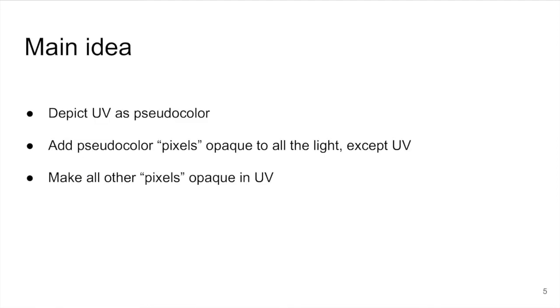For our goal, we propose to depict UV light as a pseudocolor. To achieve that, we are going to make the pseudocolor pixels opaque to the visible light, and all the other pixels opaque to the UV light. This will ensure that UV light is transmitted only to the pseudocolor areas of the image.